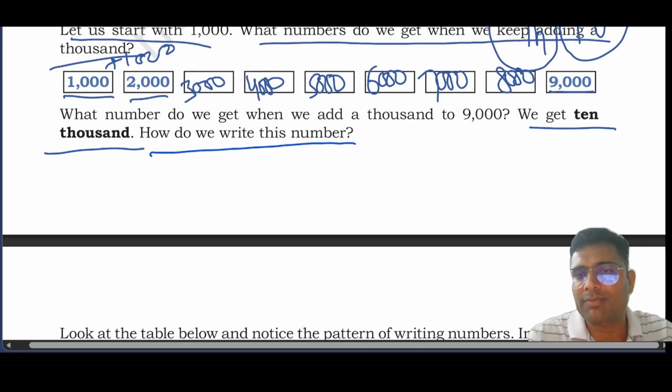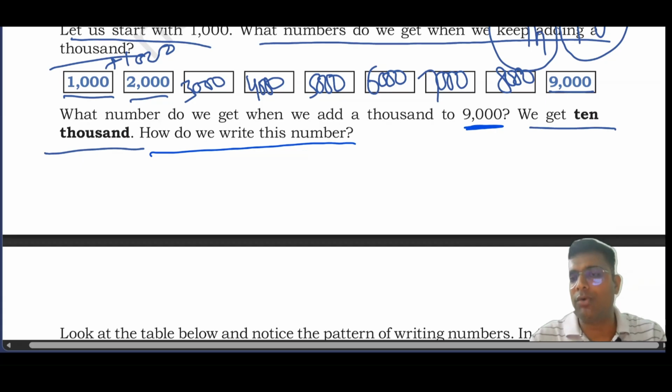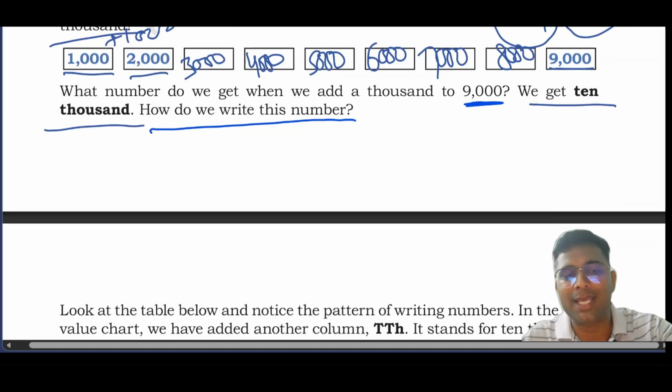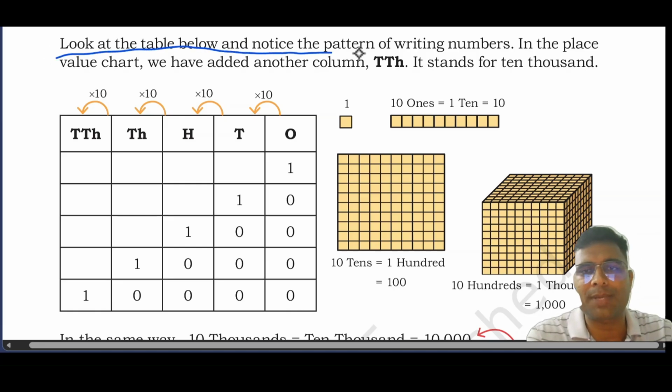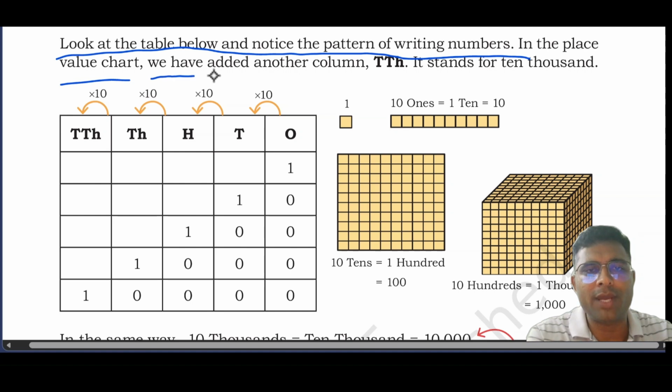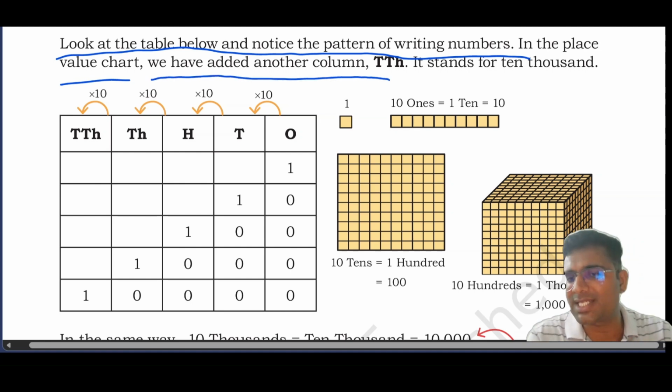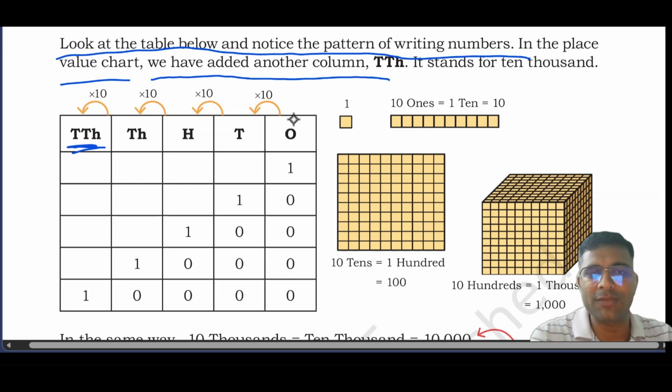After 9000, obviously 10,000 will come, but the question is, how do we write this number? For example 9000, you can write this, but how will we write 10,000? So let's see, bachcho. Look at the table below and notice the pattern of writing numbers in the place value chart. We have added another column, TTH. TTH stands for this column, which stands for 10,000. So you can see the first column is of ones, then the second column tens, hundreds, thousands, 10,000.